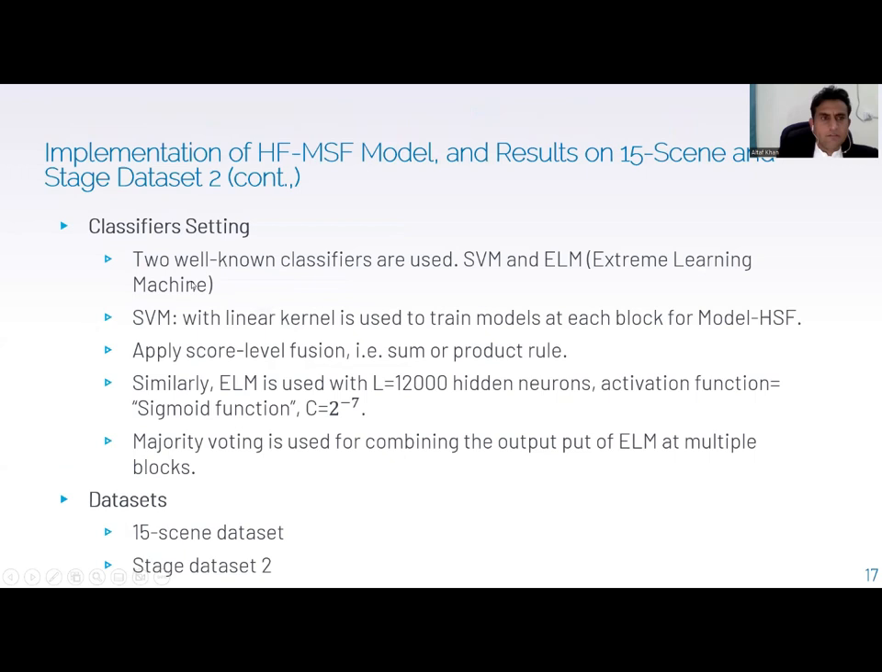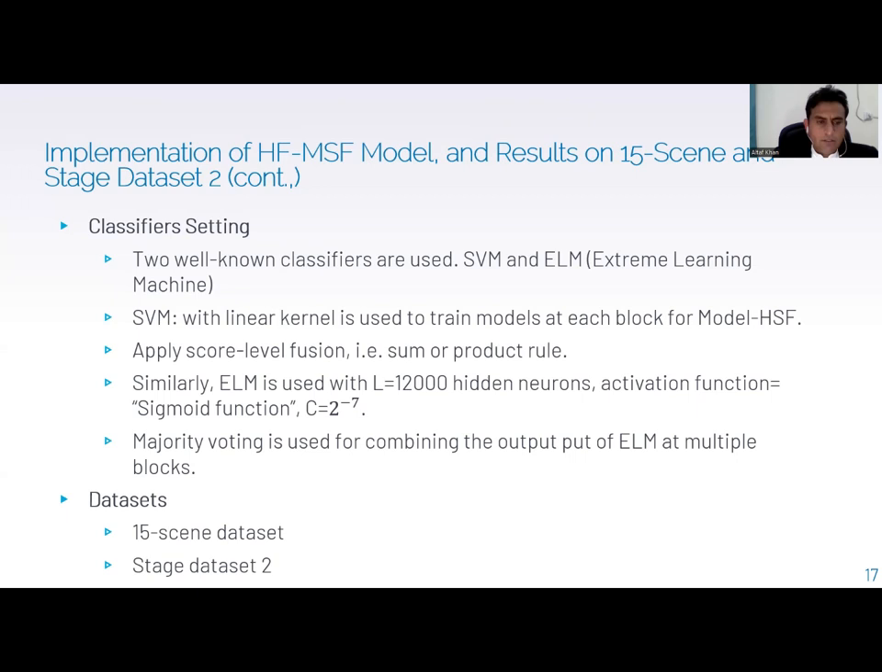For the classifier setting, we utilize two well-known classifiers. One is the SVM, Support Vector Machine, and the other is Extreme Learning Machine, ELM. Support Vector Machine is utilized with a linear kernel, with the default setting at each block, and score level fusion, sum and product rule, are used. Similarly, for Extreme Learning Machine, we set the number of hidden neurons to 12,000. The activation function is set, and C base is equal to 2^-7. Majority voting is used for combining the output of ELM at the multi-block set.